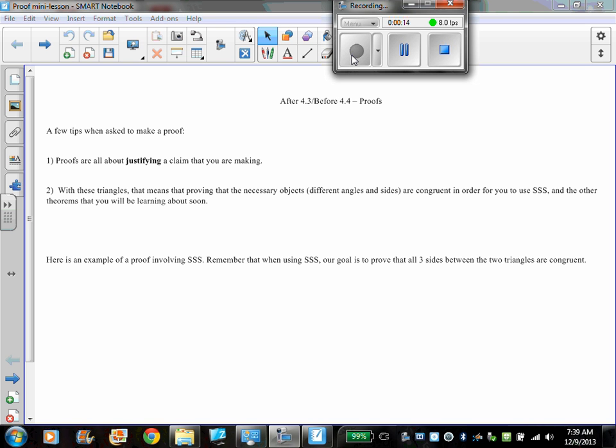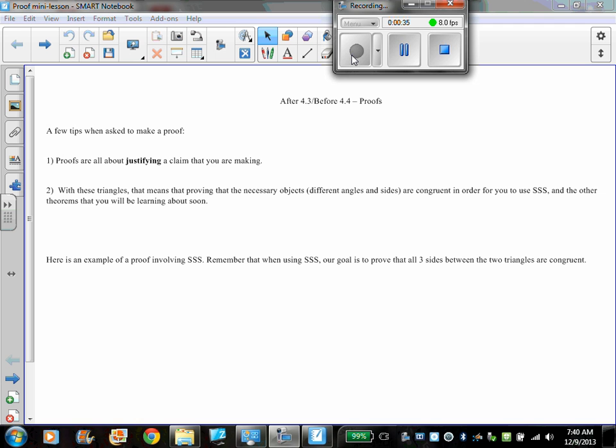Proofs are all about justifying, which means that whenever you make a decision, or whenever you make a claim, you're going to have to explain why you did what you did in order for it to be accepted. So just keep that in mind as you're going through things, otherwise this is going to be a really tough process.